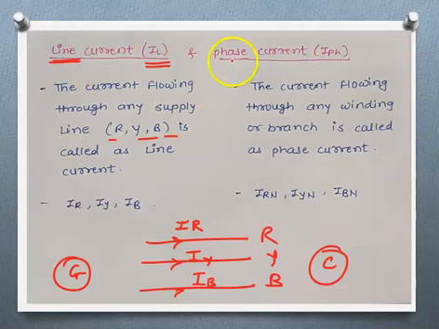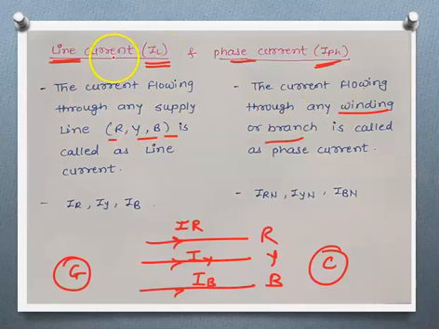Then what is meant by phase current? The phase current is denoted by capital I suffix PH. The current flowing through any winding or branch is called phase current. Any winding or phase or branch current is called phase current. This is the internal, this is outside the winding.